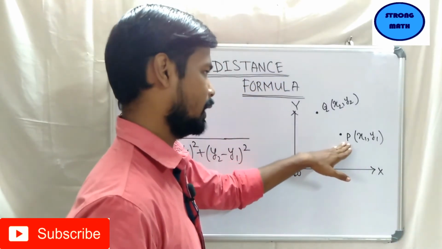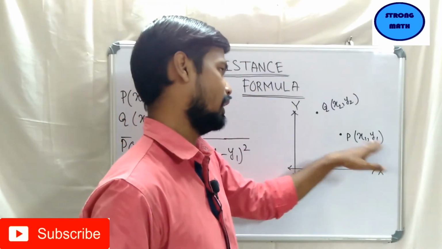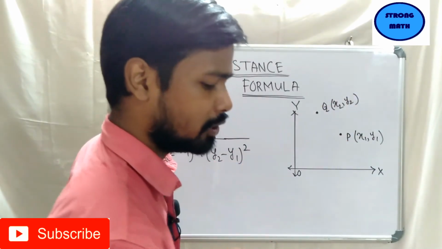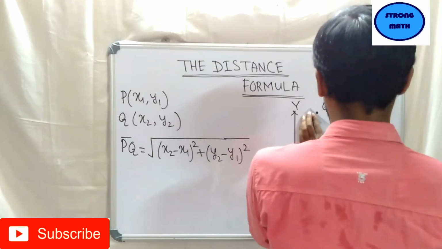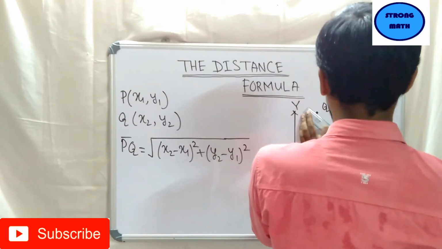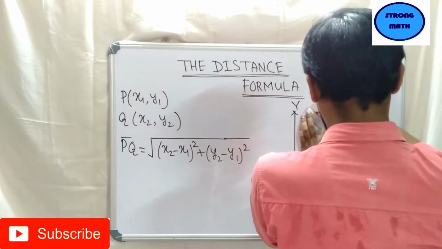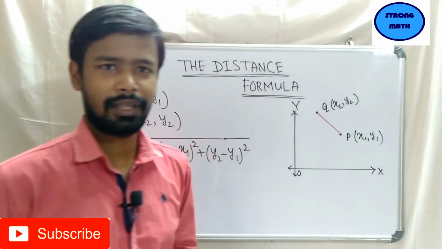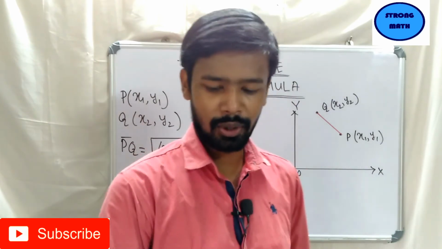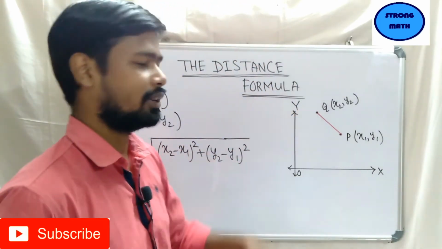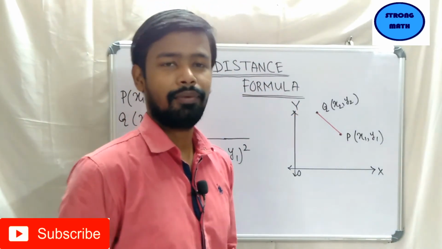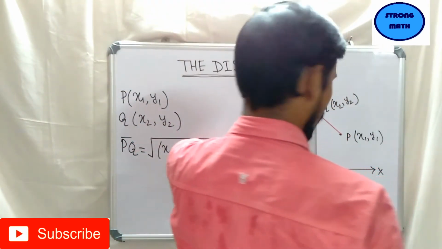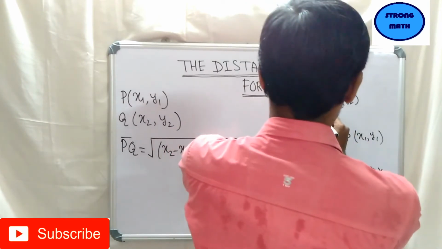Suppose this is the point P whose coordinates are x1, y1, and this is the point Q whose coordinates are x2 and y2. We want to find out the distance between them, that is, we want to find out this line. Then how to get the distance between them? If the coordinates are known, then we can easily form the triangle. By that concept we can easily find out the distance between them. So let's form the triangle.